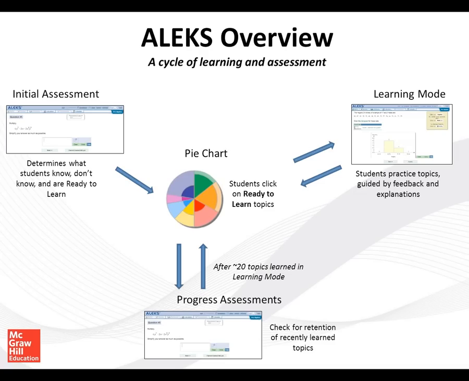As students work in the program at regular intervals of progress, ALEKS automatically presents students with another assessment called progress assessments that check for retention of recently learned topics. These progress assessments occur after students learn approximately 20 or so topics in the learning mode. So ultimately, as you can see by these arrows here on the diagram, ALEKS delivers a powerful cycle of learning and assessment that's unique to each and every single student and enables unprecedented differentiation to meet diverse learning needs.